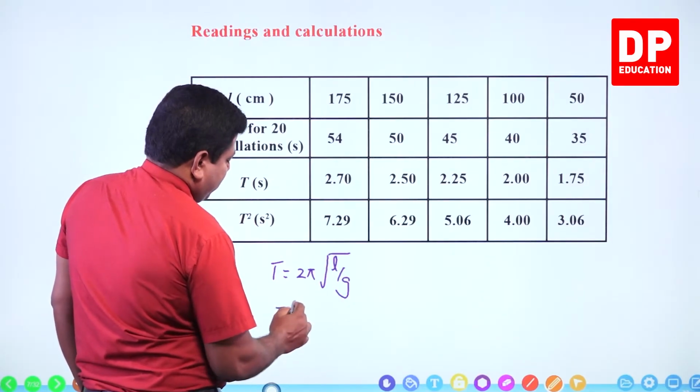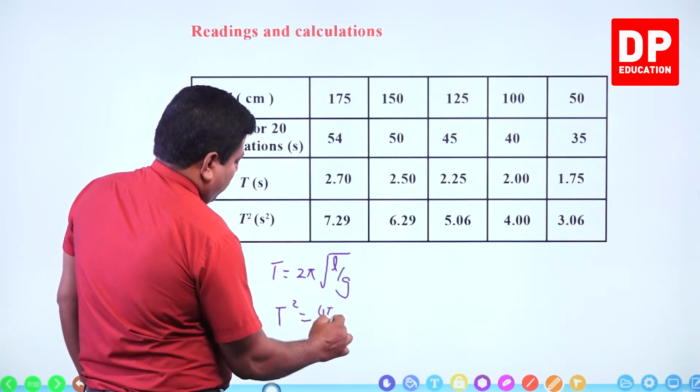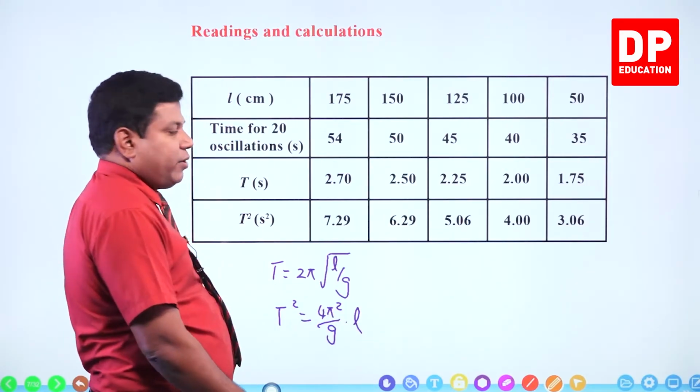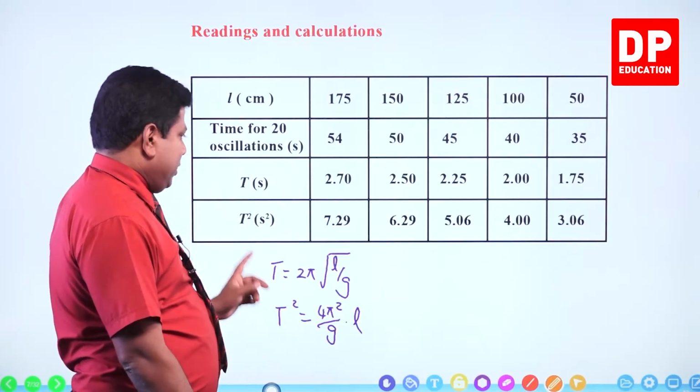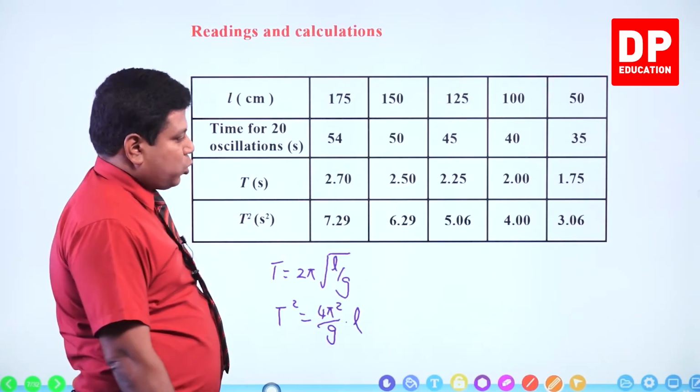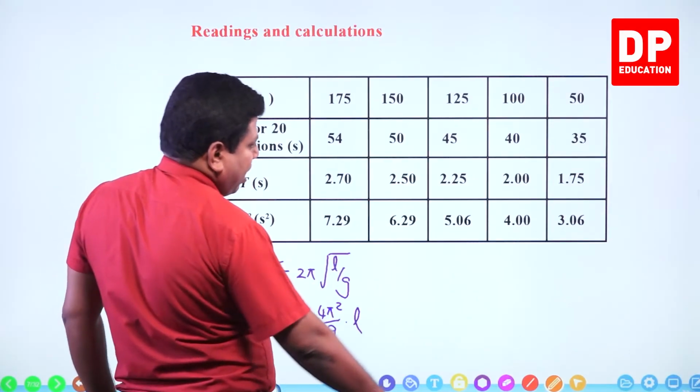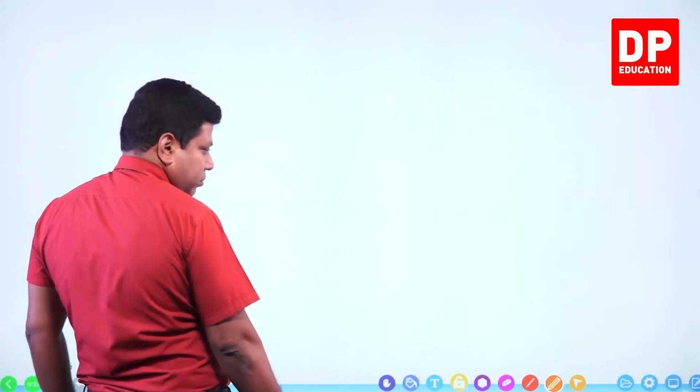So T squared is what we take on the y-axis, 4 pi squared over G into L. This is what we take on the y-axis, y equals mx. So T squared, each of those values I have squared and I have got these values. Now we need to draw the graph. Let's draw the axis.